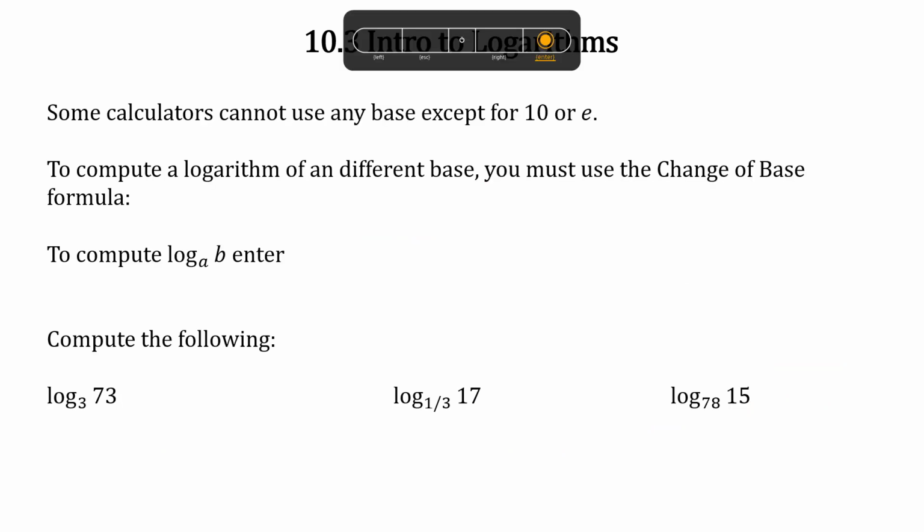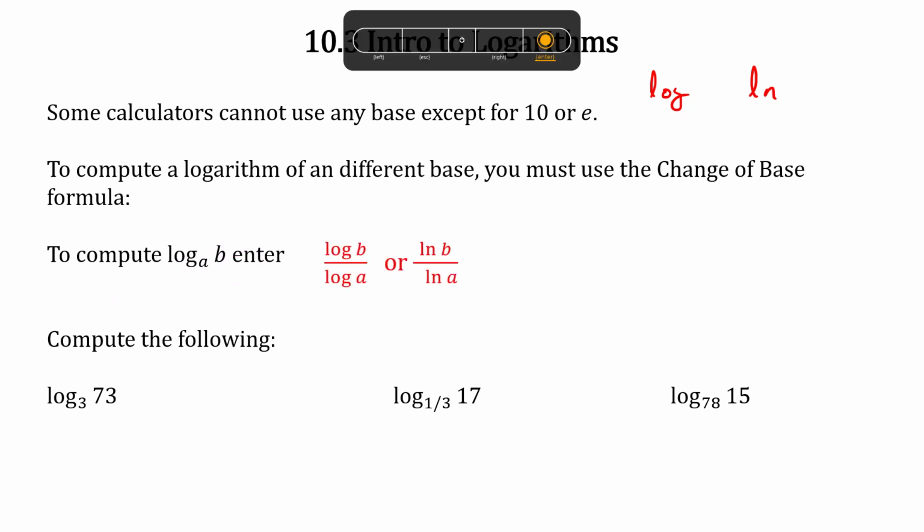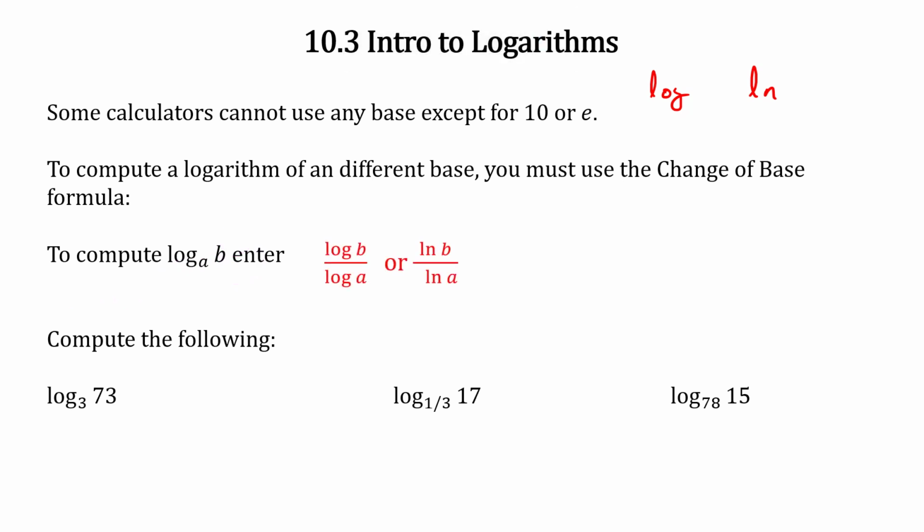We have one more thing I want to go over here. A lot of calculators will not let you put in a base. So in order to compute this, they will only allow you to use log with no base or ln. You see it on your blue calculators. Pretty sure the iPhone calculator is the same way. So if you need to compute with a base, what you do is log b over log a, or ln b over ln a.